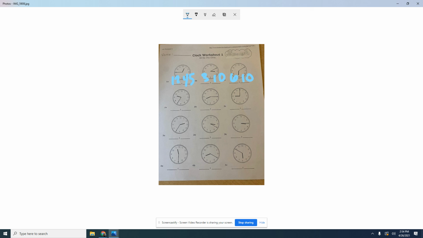You are now going to go on and complete the rest of the graph worksheet and the rest of the clock worksheet as a review. When you are done with your activities for today, you can press the green and white check mark.